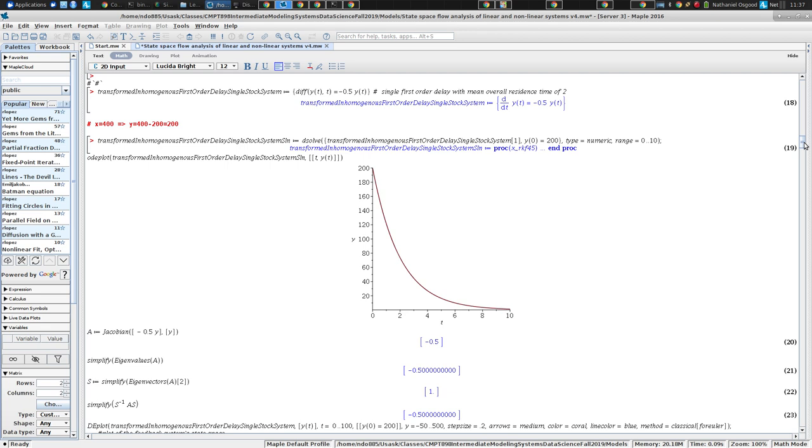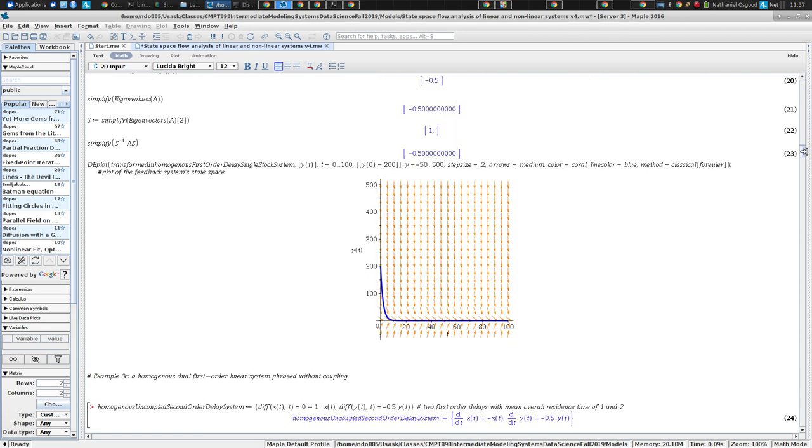So here we go. Now this transform system is written just like that, but instead of starting at x equals 400, it starts at y equals 200, because y is defined as x minus 200, right? But it decays in exactly the same way. Its dynamics are the same.